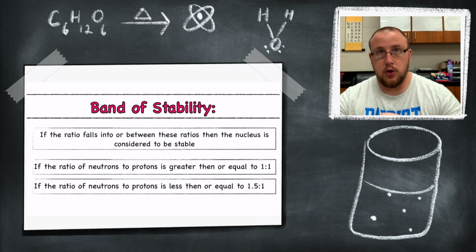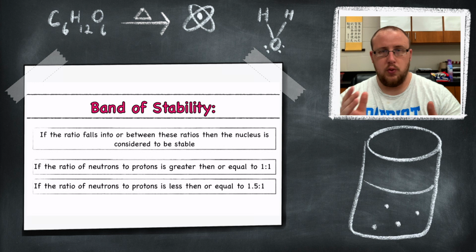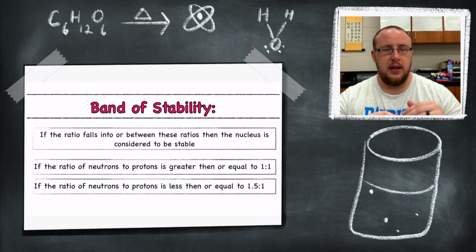If the ratio of neutrons to protons is greater than 1 to 1, then it's going to be considered stable. So that's the low end. But the high end, if it's less than or equal to 1.5 to 1, then it's going to be stable. So anything above 1.5 to 1 is going to be unstable, and anything below 1 to 1 is unstable.